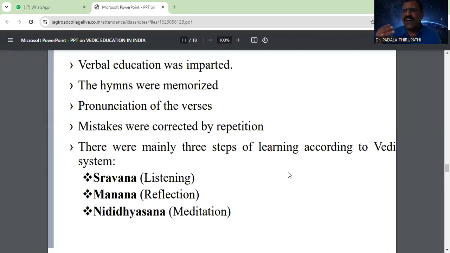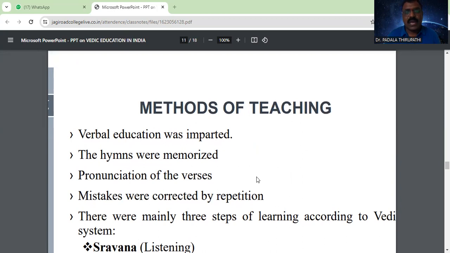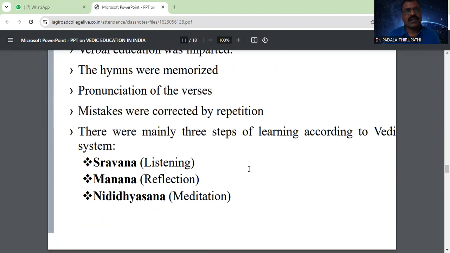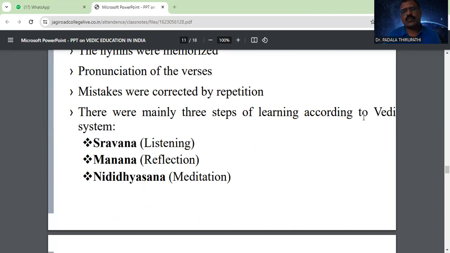In meditation, reflect on what you listened to during the class, what was taught by the teacher, the guru, during the teaching. This Nididhyasana is important for meditation. These are the three steps for learning. So the teaching methods are verbal, hymns were memorized, pronunciation of the verses, and mistakes were corrected by repetition. And the three steps of learning according to the Vedic system are Sravana, Manana, Nididhyasana.